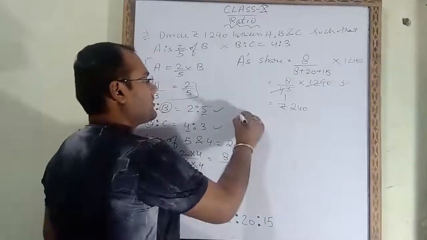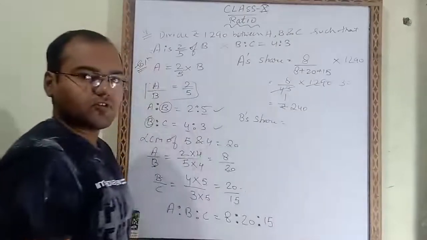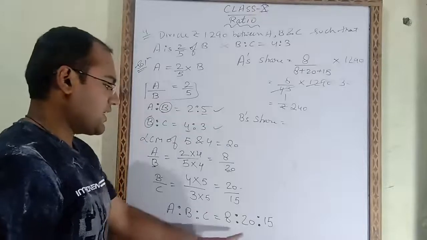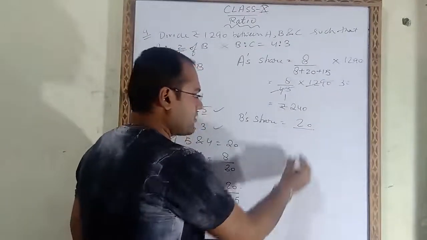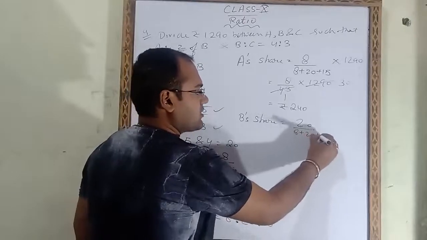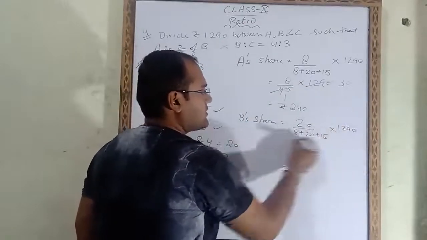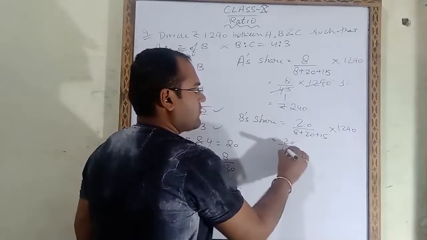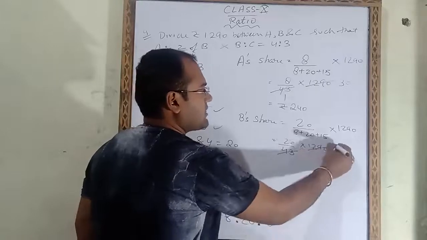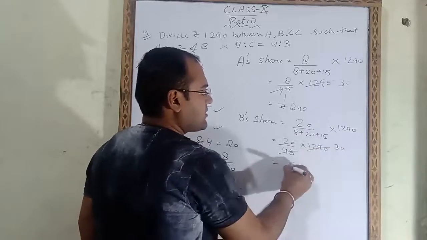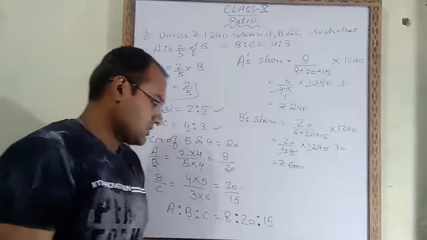Now B's share. For B, we have to take the B value, that is 20, in the numerator. 20 upon the sum of all these, 8 plus 20 plus 15, into the total money. The total money is 1290. 20 upon 43 into 1290. On cancelling we will get 30. The answer will be 600 rupees. So B's share is 600.